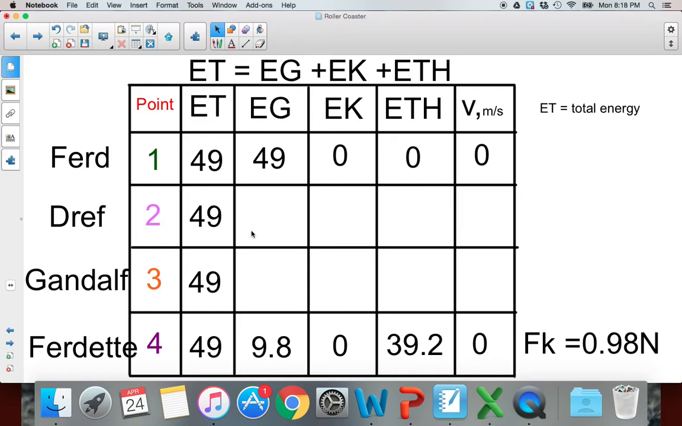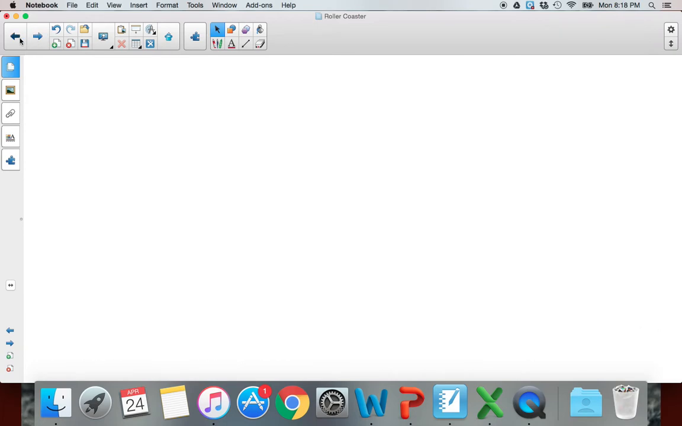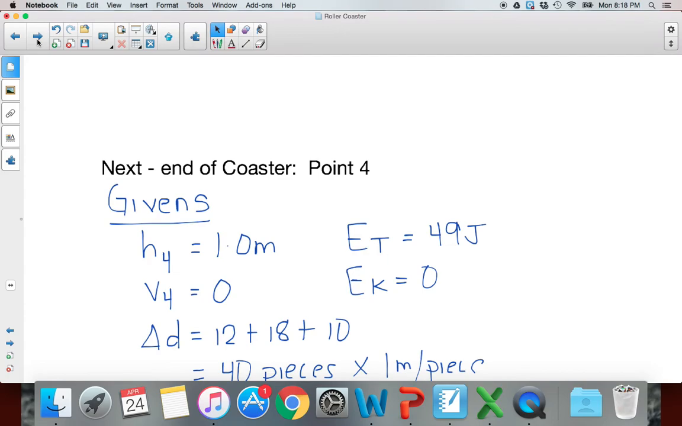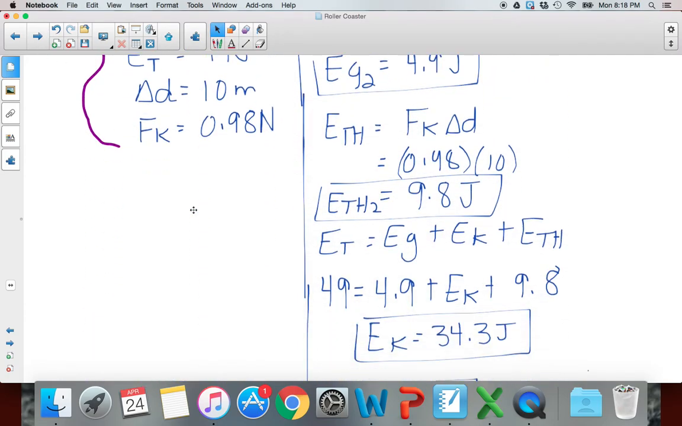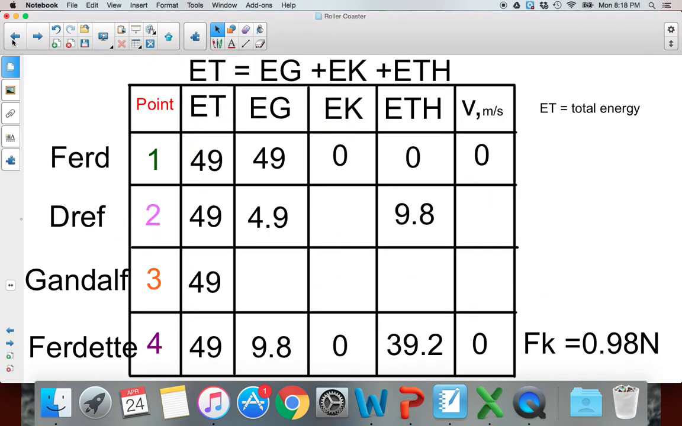For point 2, we said 4.9 was the Eg. E thermal was 9.8, a pretty important number in physics. And Ek, I can't remember. What was it? At point number 2, Ek was 34.3. And our speed was 8.3. All right, one more row to go.